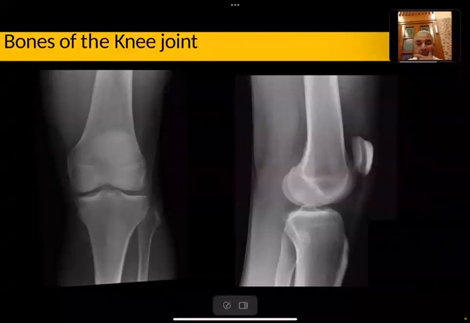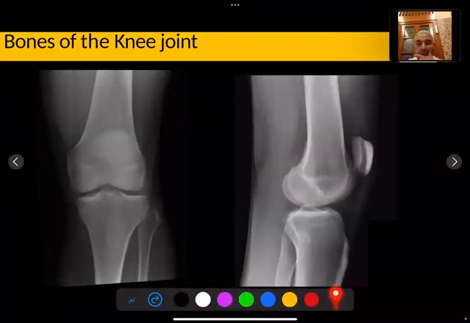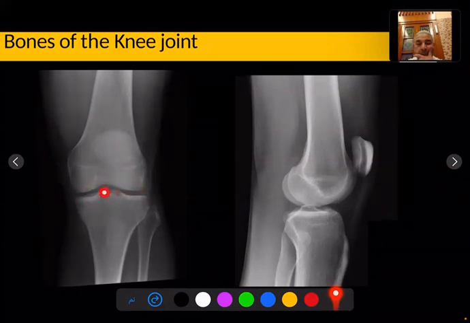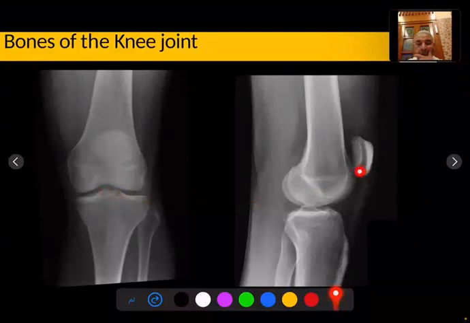This is an AP and lateral X-ray demonstrating the bones of the knee joint. This is the medial condyle, lateral condyle, patella, medial tibial plateau, lateral tibial plateau, and intercondylar eminence. And this is the patellofemoral joint.